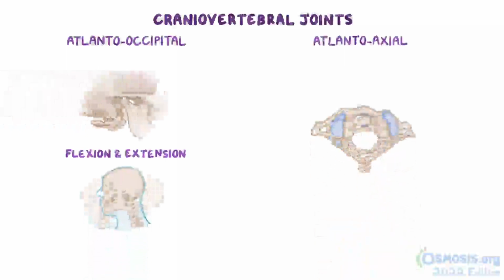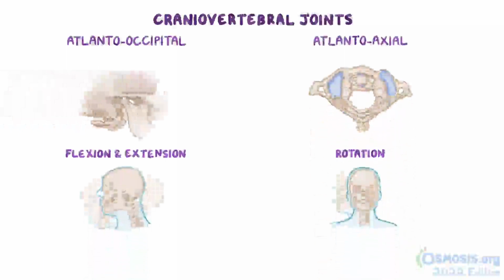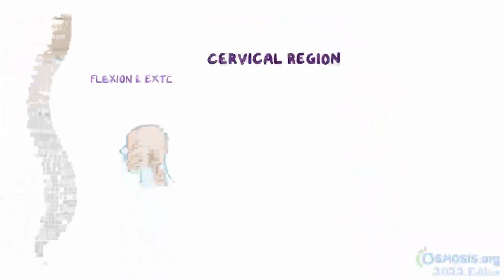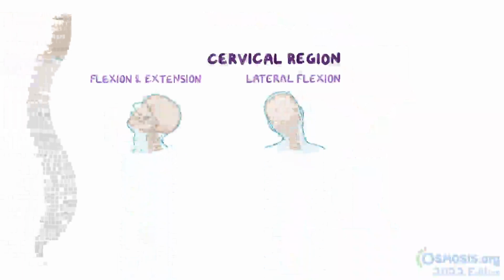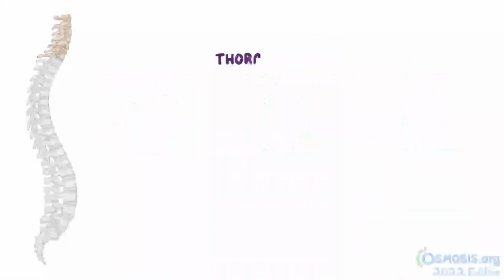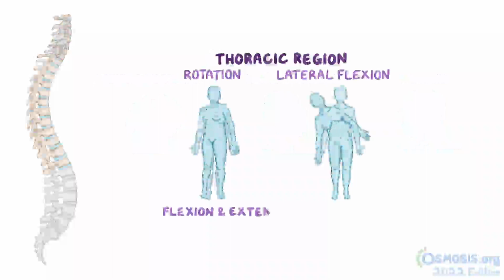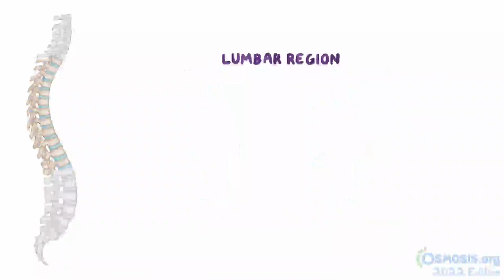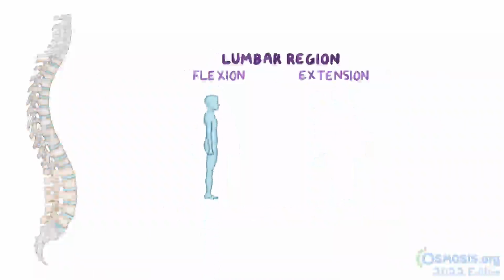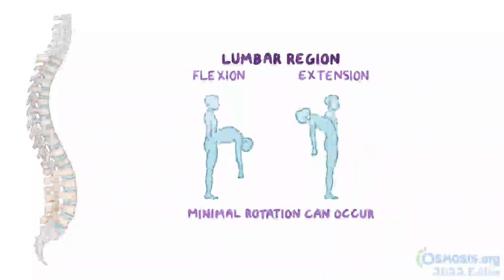The two craniovertebral joints are the atlanto-occipital, which allows for flexion and extension, and the atlanto-axial joint, which allows for rotation. In the cervical region, flexion, extension, lateral flexion, and rotation are all possible. The thoracic region mainly permits rotation. Some lateral flexion occurs, but flexion and extension are very limited. In the lumbar region, fairly extensive flexion and extension are possible, though minimal rotation can occur.